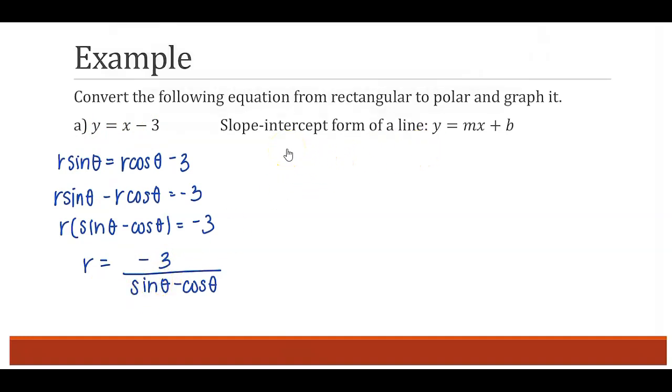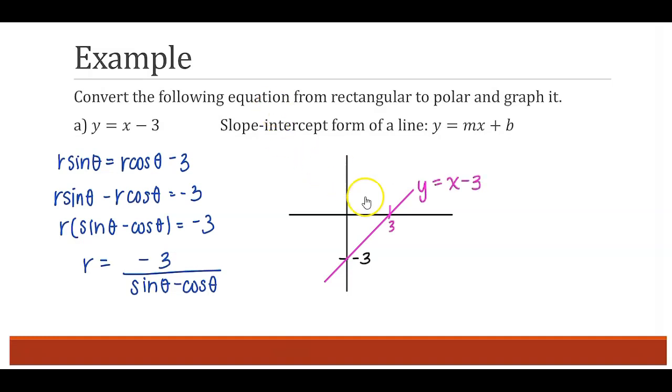A line is easily graphed from rectangular. We can go ahead and graph the y-intercept as negative 3, and then the slope is positive 1. So I'm going to have my slope positive 1 means it'll intersect over here. So this is my line, y equals x minus 3. So on this one, I would definitely say it's probably easier to graph this from its rectangular form than its polar form.